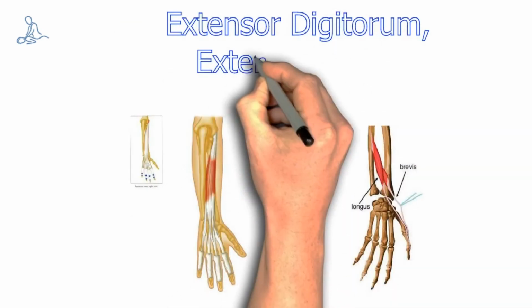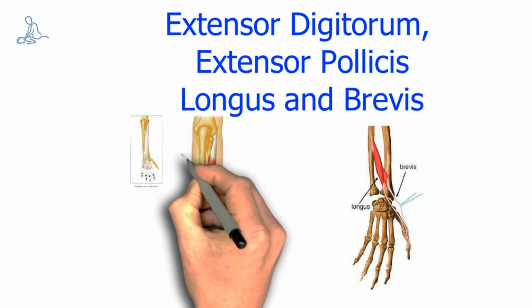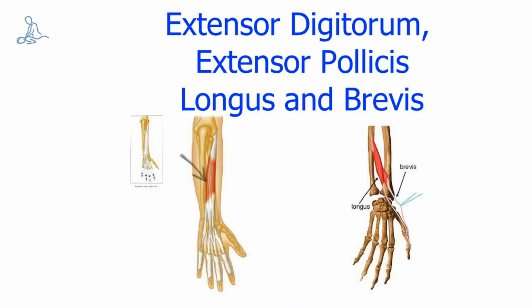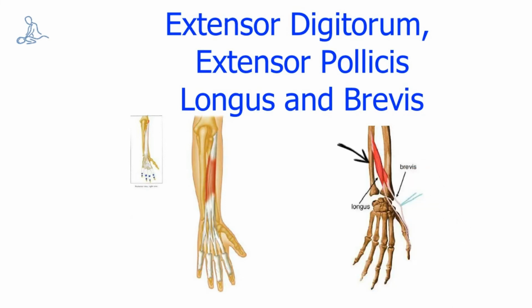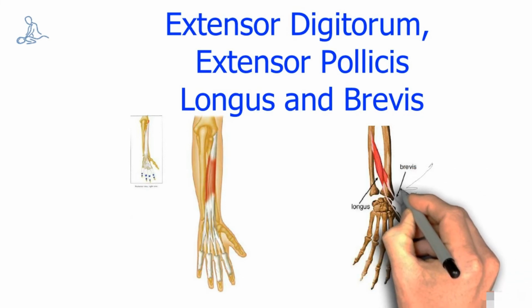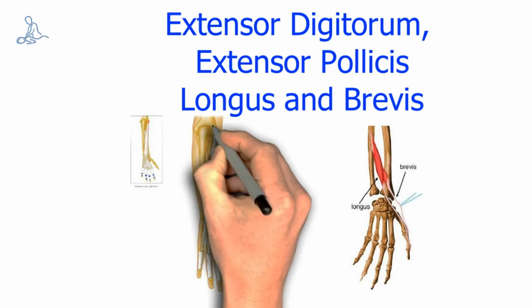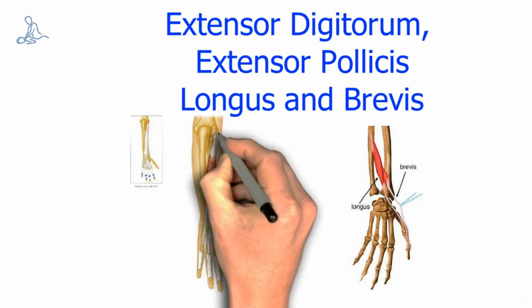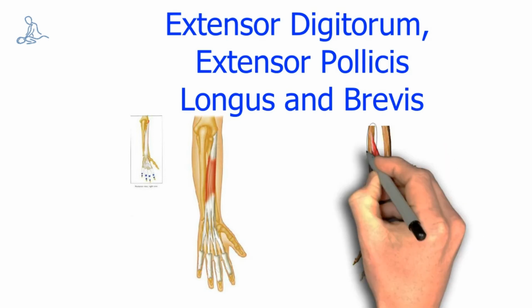Finger extensors. Extensor digitorum. Extensor Pollicis longus. Extensor Pollicis brevis. The origin of the finger extensors is the lateral epicondyle of the humerus, posterior ulna and radius.